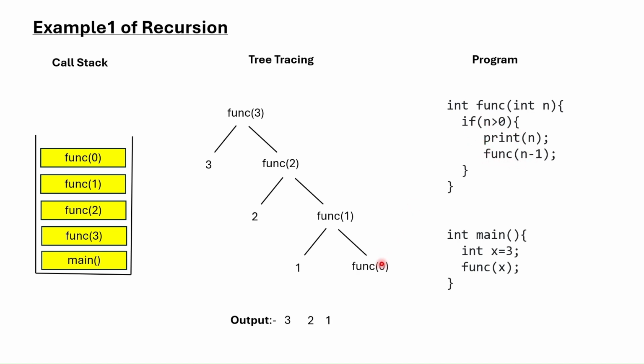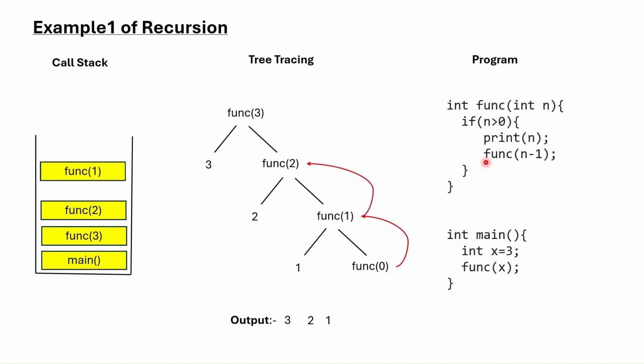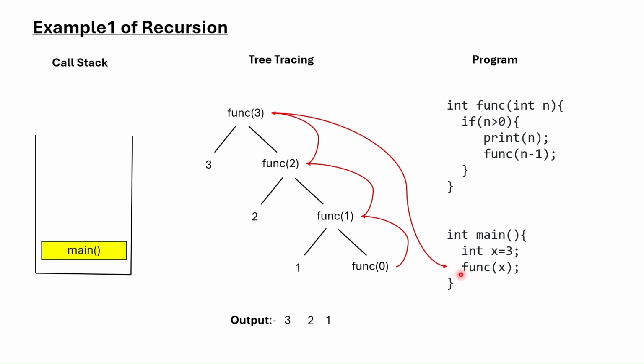So this func0 is now completed. Since it is completed, it will return and pop out of the stack. Since func1 was also completed, it will return to func2 and pop out of the stack. Func2 will return and be popped out. And func3 was also here, so it will return and be popped out to the main function. The main function is also popped out as it is completed. So here is our output, and that is 3, 2, and 1.